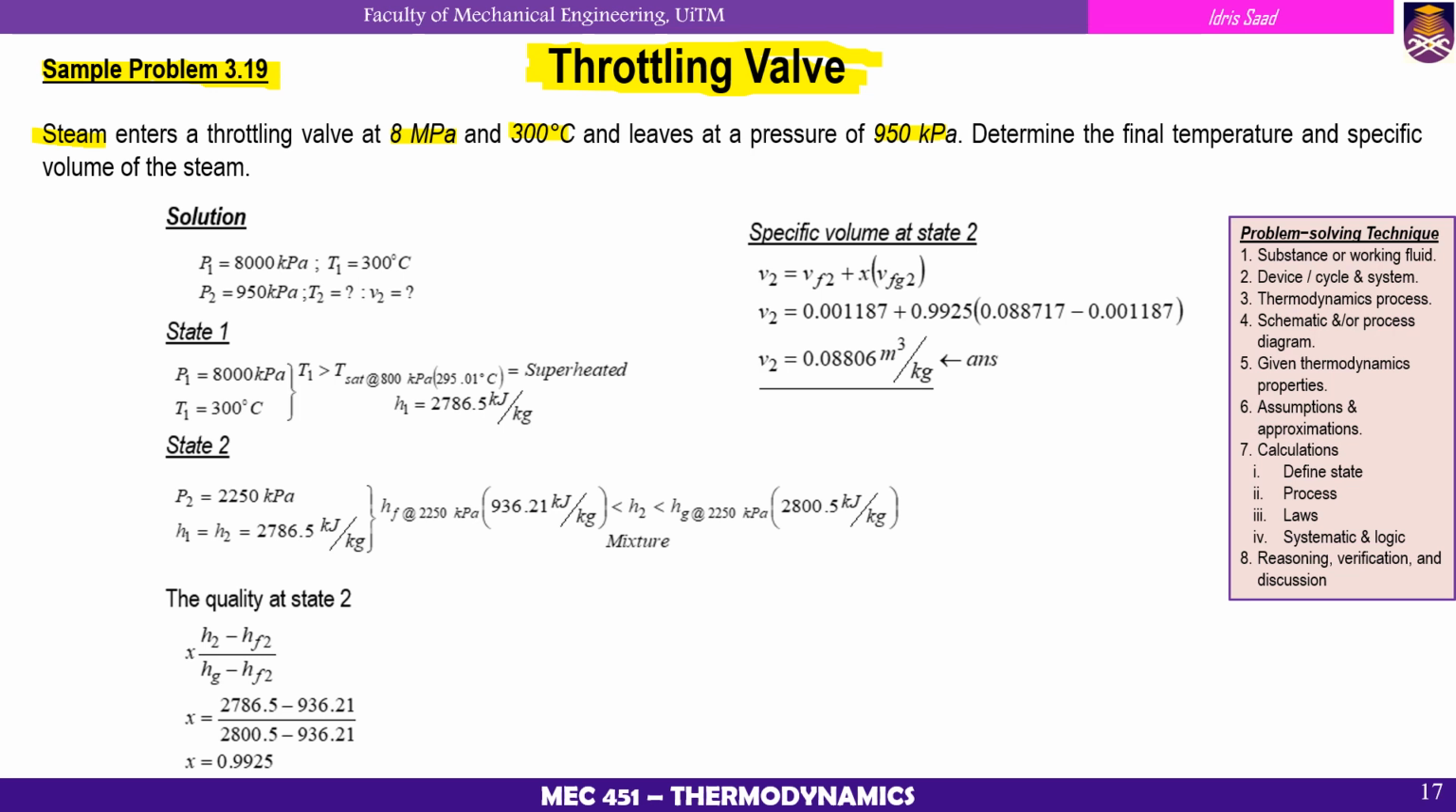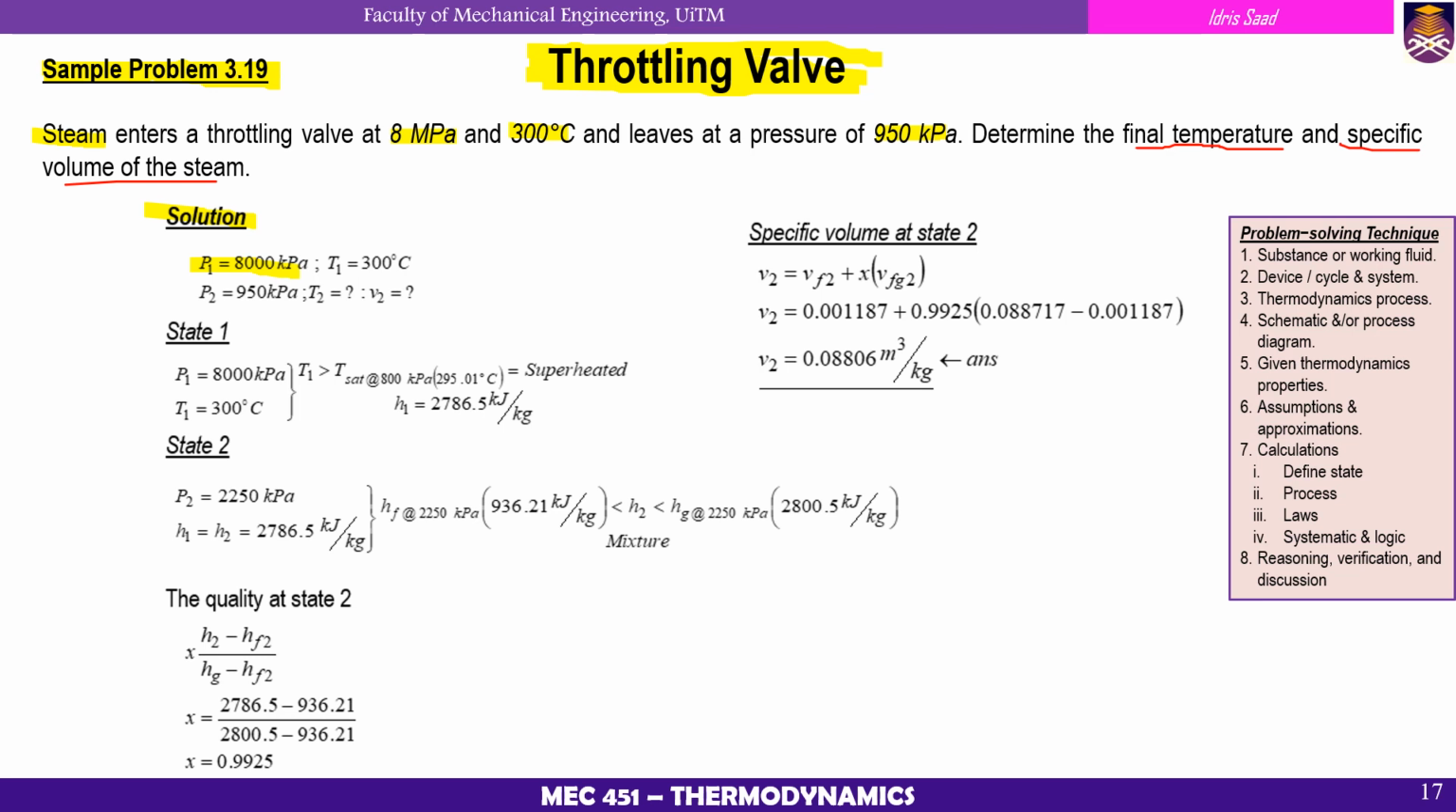Next, the question asks to determine the final temperature and specific volume of the steam. Only two components. So in order to solve this problem, obviously the first thing we have to do is get the given data. The first one says that P1 is 8,000 kilopascal.